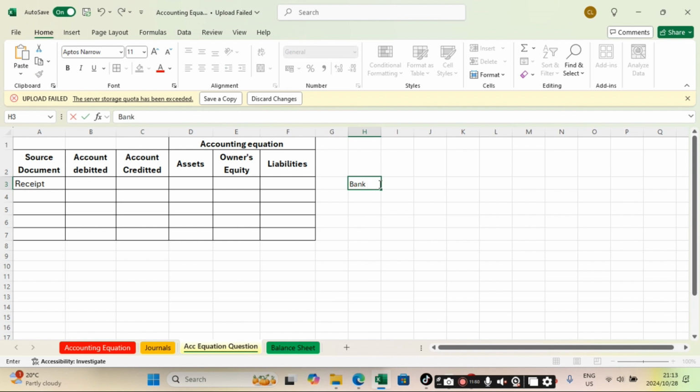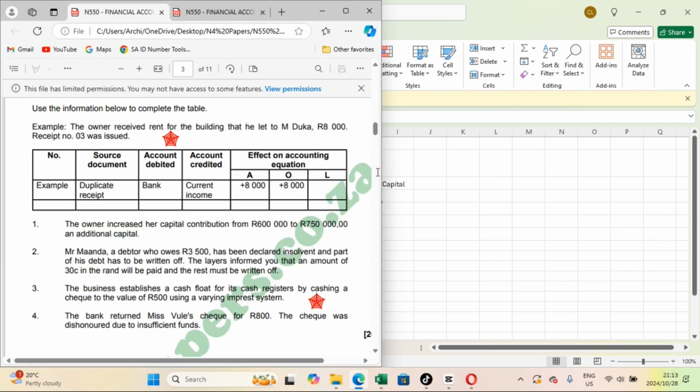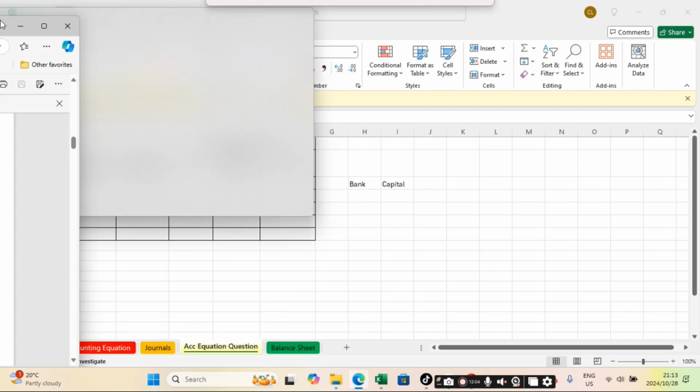Okay, yeah, it's bank and capital. So our bank and capital will be affected. We know. Wonderful. So now we need to know which account will be debited and which account will be credited.